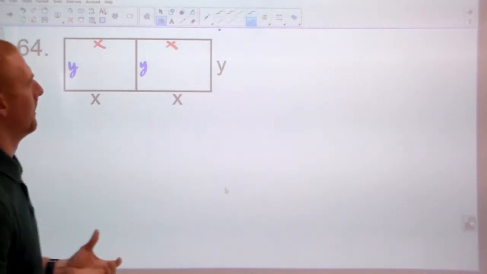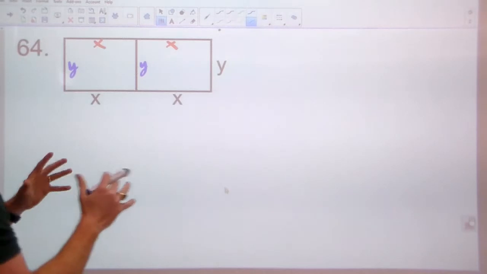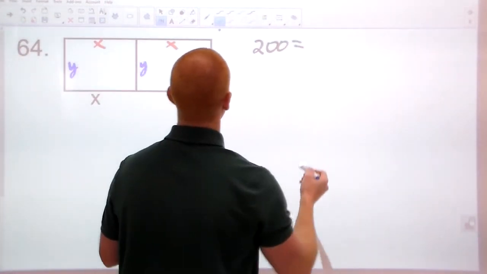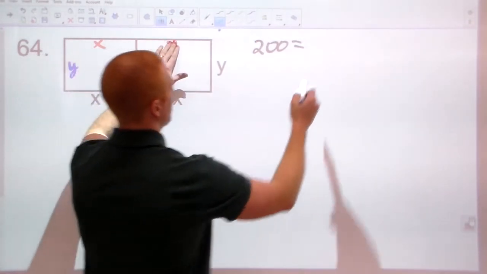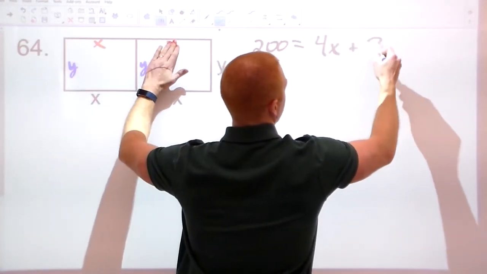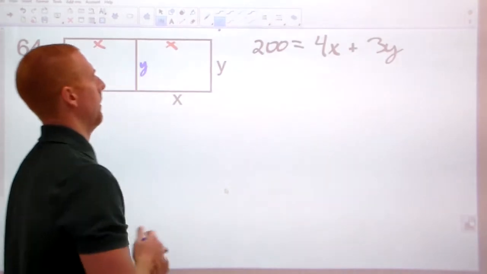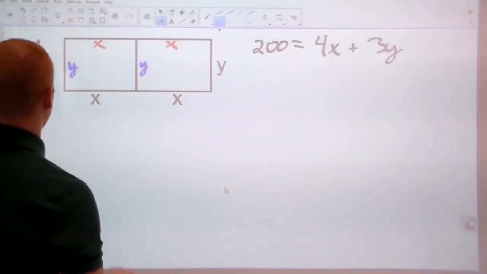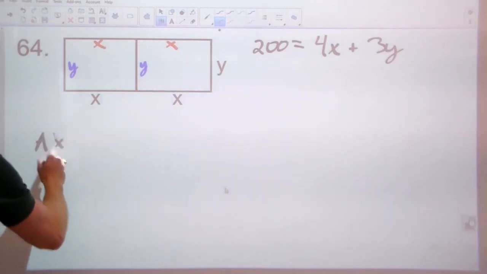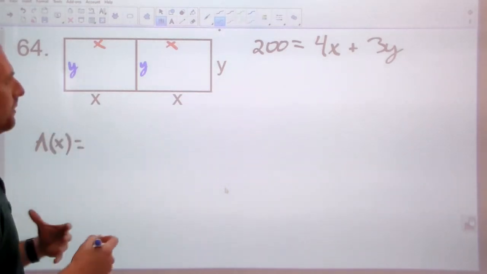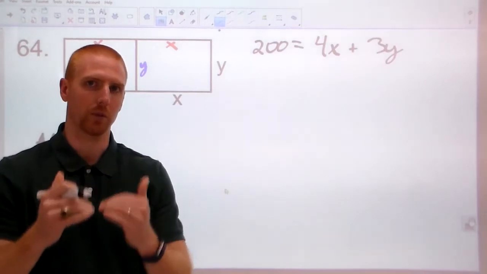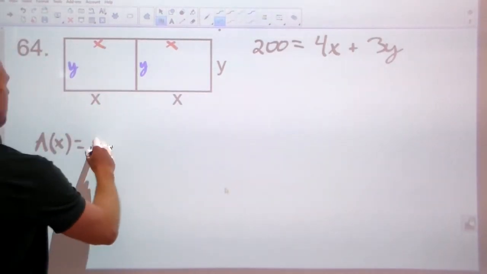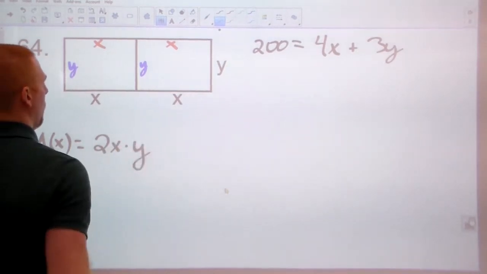Now, they tell me that the perimeter, the amount of fence I have to work with, is 200 feet. So 200 would equal 4 X sections plus 3 Y sections. So that's one thing I know to be true. And I'm trying to maximize the area of this thing. Well, the area, and I'll say it this way, area given X, because I'd really like to work it out where I'm given one variable in and I find the area out. So the area given X would be 2X times Y.